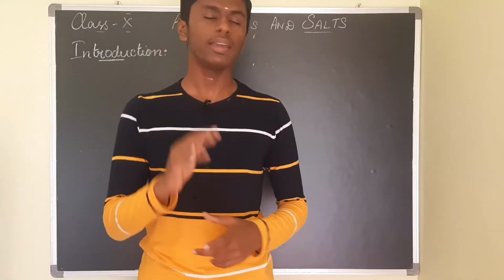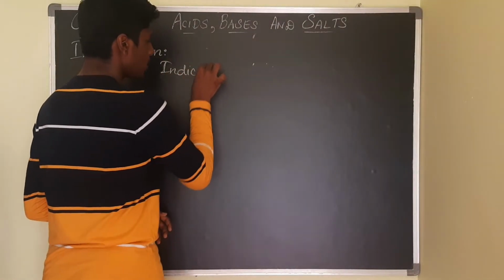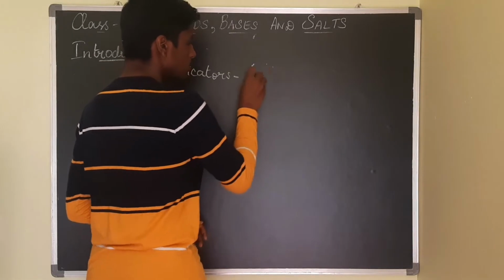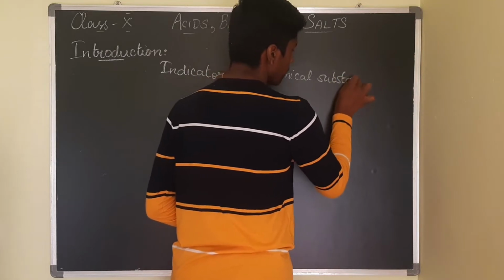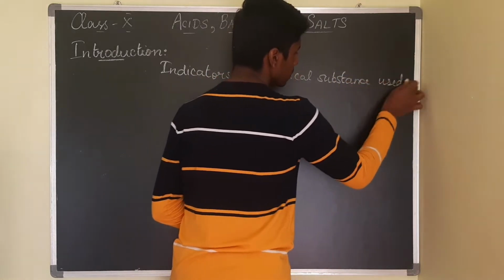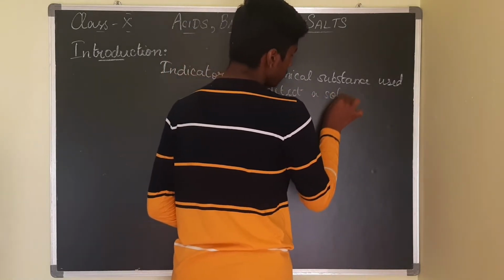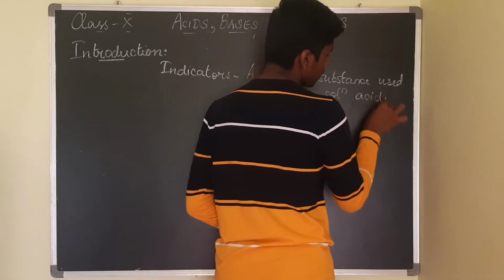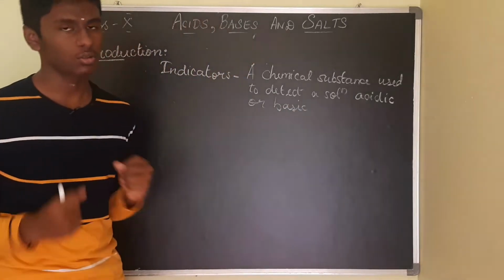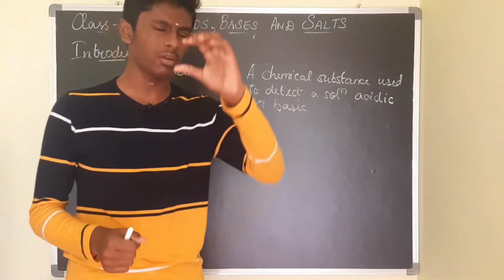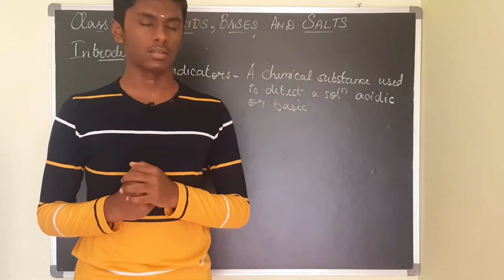So now let's move on to the introductory part, that is about indicators. What are indicators? Indicators are basically chemical substances used to detect whether a solution is acidic or whether it is basic. Indicators are added to the particular solution in a very small amount, so that they will help us to find whether a medium is acidic or basic.